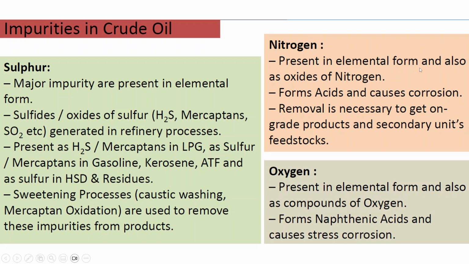Nitrogen is present in either elemental form or as oxides of nitrogen. Nitrogen forms acids and can cause corrosion. Removal is necessary to get on-grade products and secondary units' feedstock. Oxygen is present in elemental form or as compounds of oxygen such as naphthenic acids, and it can also cause corrosion.